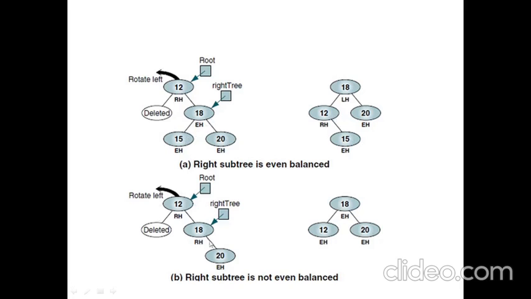This is another case with a slight difference. Here we do the same. 18 becomes the root, 12 becomes the left child, and 20 remains the right child of 18. So these are examples. These are the various algorithms we can use for implementing the AVL search tree for the insert and delete operations. Thank you.